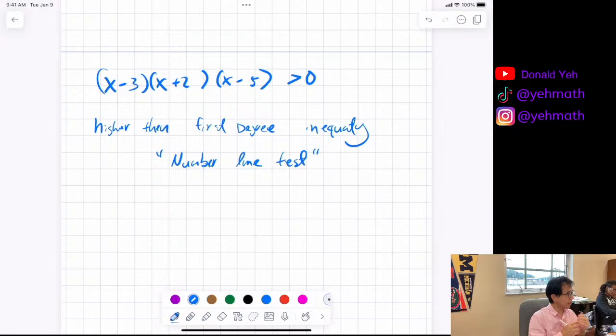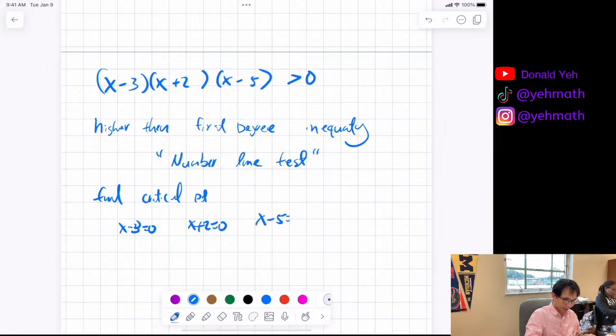So let's say it's x minus 5 is greater than 2. You just move the 5 over and solve. But this is called a polynomial inequality, because if you distribute it all together, it's going to be a polynomial. So first find the endpoints, the critical points: x minus 3 equals 0, x plus 2 equals 0, x minus 5 equals 0. So x equals 3, x equals -2, x equals 5.